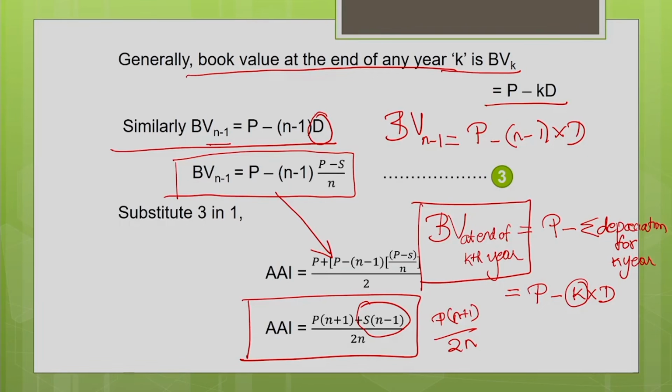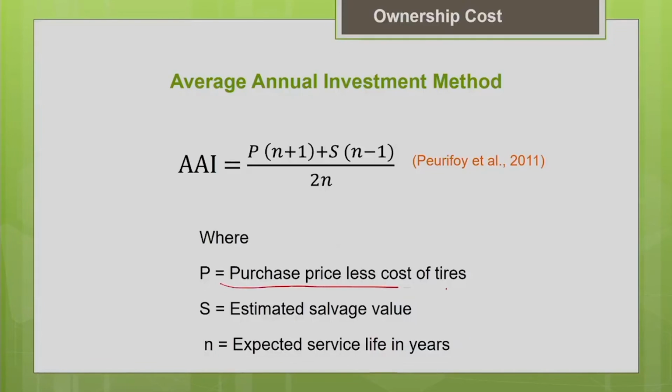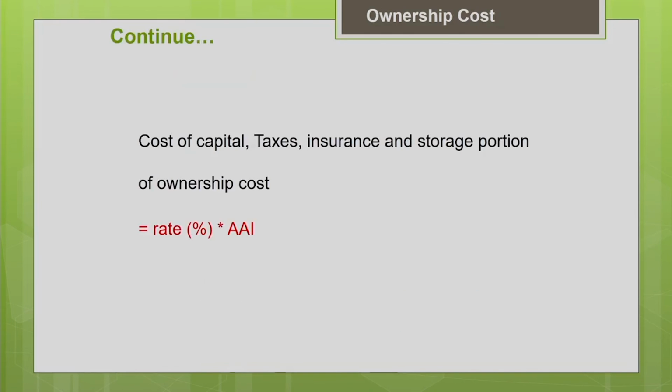So this formula you are going to remember, and all the components of the ownership cost we are going to express as a percentage of the average value of the machine when you follow this methodology for the estimation of the ownership cost. P is the purchase price. Obviously, you have to deduct the cost of tires because tire cost will be considered under the operating cost. Then S is the estimated salvage value and n is the service life of the machine. Other components of the ownership cost, such as the cost of capital, investment cost, taxes, insurance, and storage cost, are everything expressed as a percentage of the average value of the machine. That is nothing but the average annual investment over the life of the machine.